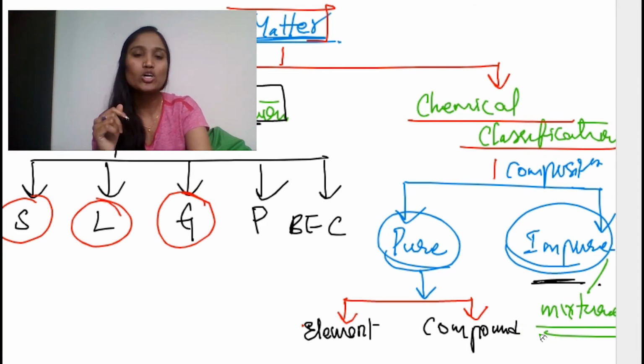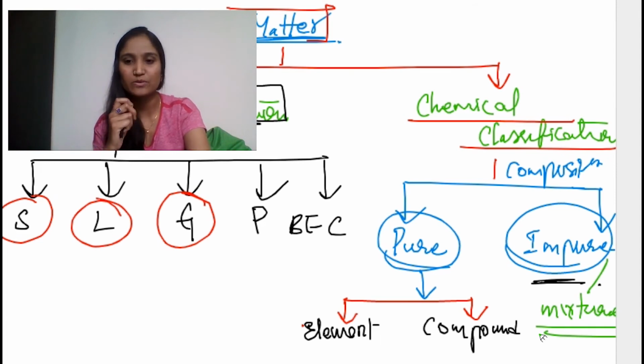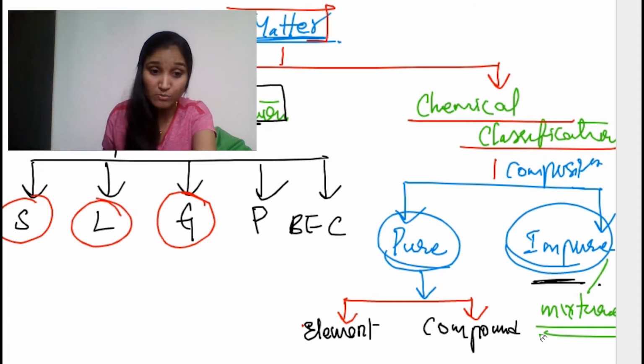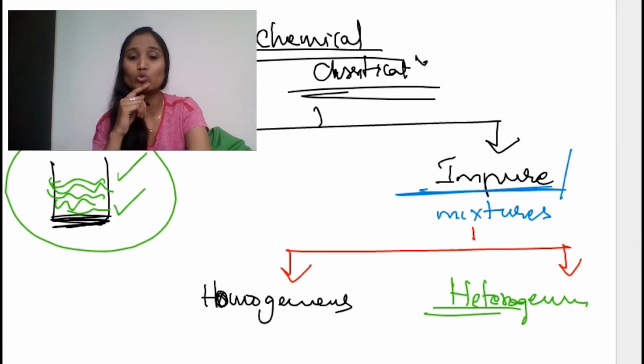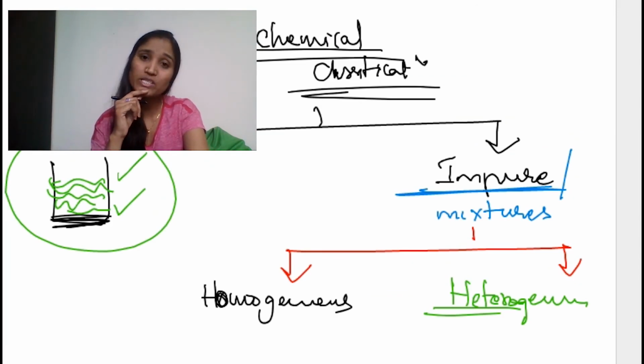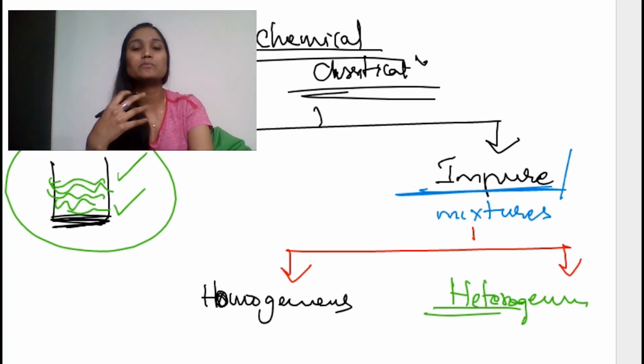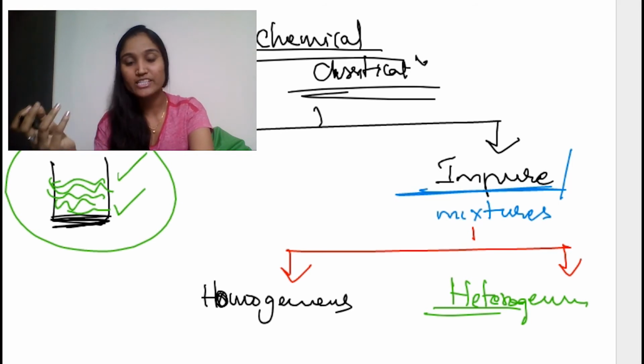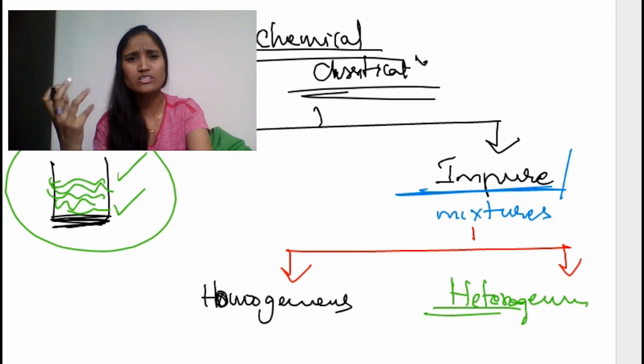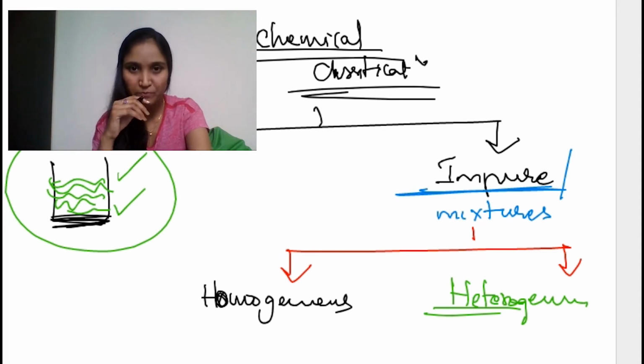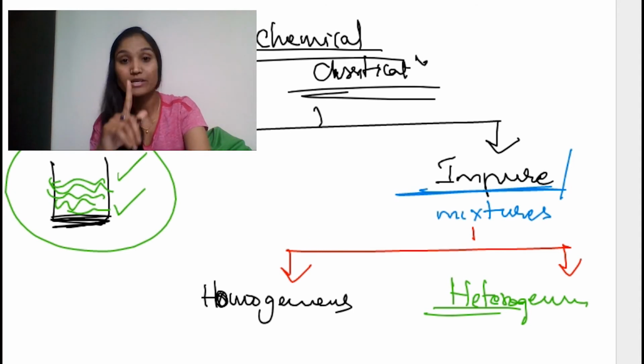Okay. Pure substances are further classified into two types, elements and compounds. Both are pure, both are molecules. The composition of the molecules is different, that's it. Now, impure substances are also classified into two types, homogeneous and heterogeneous. Homogeneous means something which has equal distribution of all the molecules. Heterogeneous is something which has unequal distribution of all the molecules. Okay, clear?